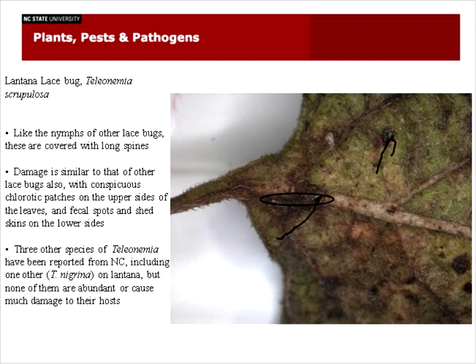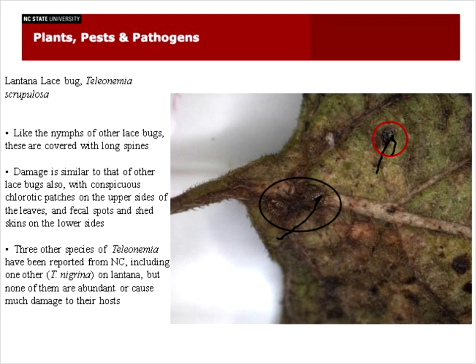I'm not sure how they overwinter. I assume that they overwinter as eggs like most other species of lace bugs do, the eggs being laid in the foliage of the plant or possibly on the surface of the leaves. In any case, it's a species that has spread northward, at least as far as Tyrrell County, and I guess Tom has seen it in Pasquotank County, so it's farther than that. It's probably in Virginia by now.